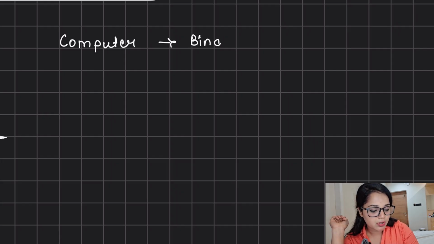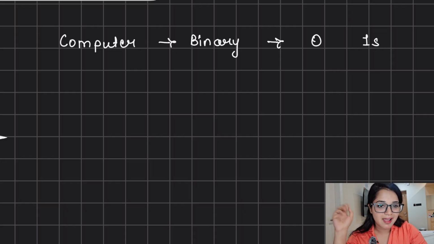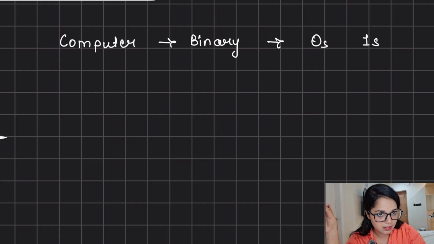Binary language means what? Zeros and ones. So it doesn't have any other symbol. The language completely consists only of zeros and ones. It will become very difficult for us to write code in binary language, right? Like we humans, if we want to pass instruction to the computer, just imagine, even if I want to pass my name, Bhavna, in binary, it becomes difficult for me. That is the reason we need some middle person which will act as a translator.